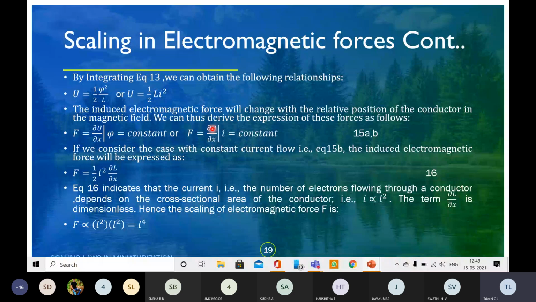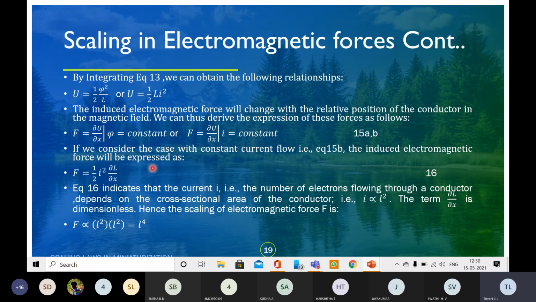So suppose I take this second equation and assume that we are having constant current flow, then this will be your induced EMF itself here. We'll not take the EMF as constant, but we'll take the current as constant. So for this one, where the constant current flow has been assumed, the induced electromagnetic force is given by half into I square into dou L by dou x. So take this equation here.